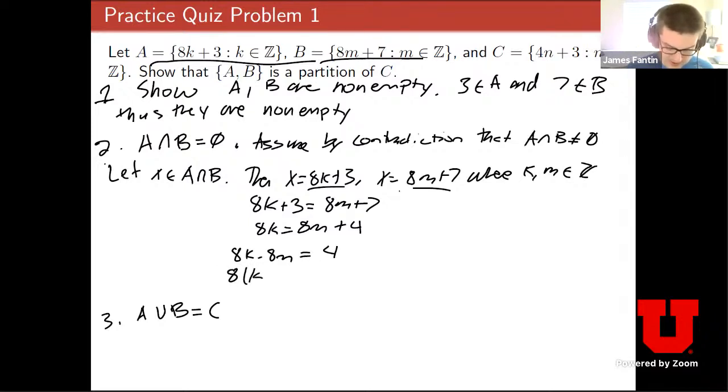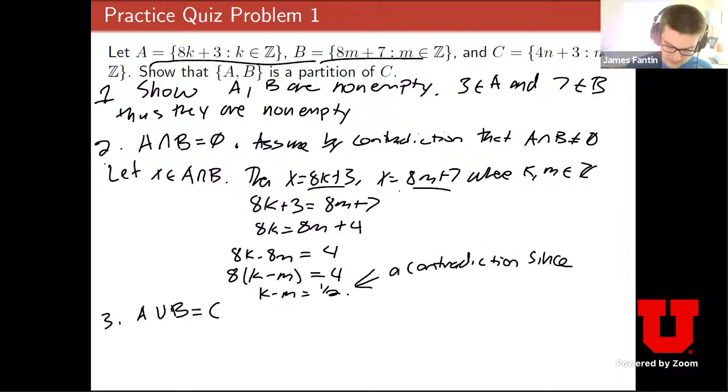So we can factor this out. This is 8 times k minus m is equal to 4. So k minus m is equal to a half. And this is an easy contradiction, since k and m are integers.